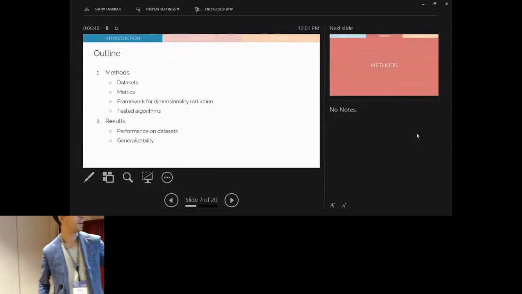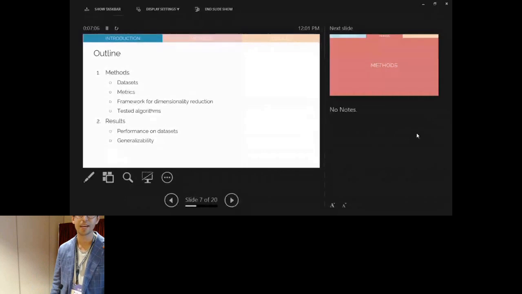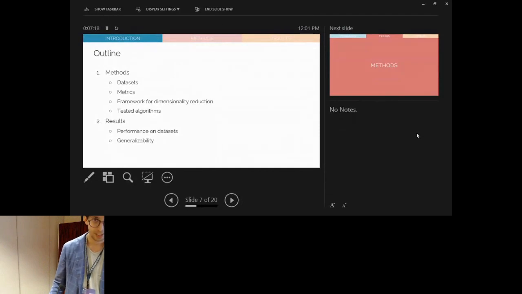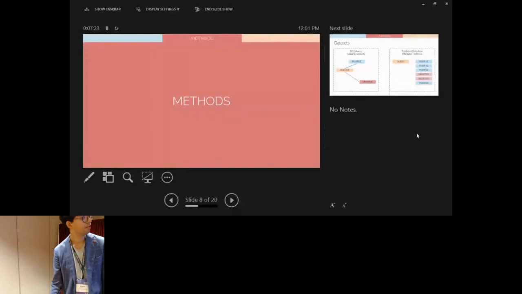For the remainder of the presentation, I'll be telling you about the datasets that we've been using and the metrics that we used to measure our progress. I'll also define the framework for the dimensionality reduction and tell you about the algorithms that we have tested and that either failed or didn't meet our expectations. And then in the results, we'll not only focus on the performance on the datasets, but also talk a bit about the generalizability of the methods. So let's dive into the methods then.